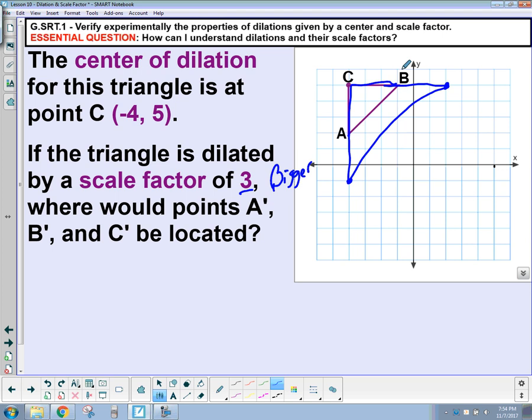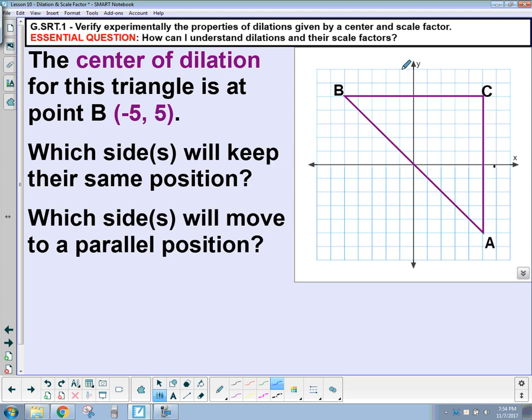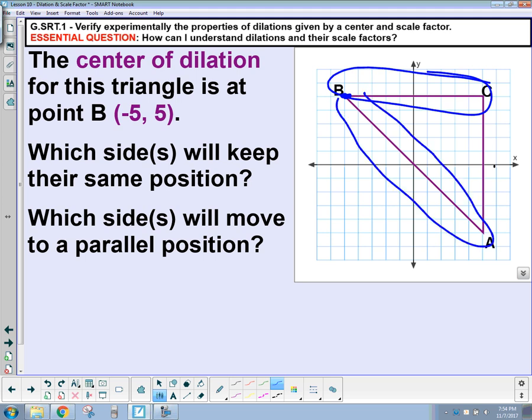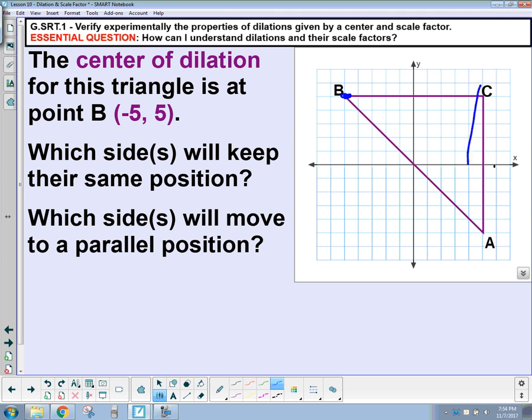Center of dilation is negative 5, 5. That's right here. So, again, these sides will not move. Okay. This AC will move. In fact, it should go in. I think I put a small scale factor for this one. I did. It's going to go in by half.